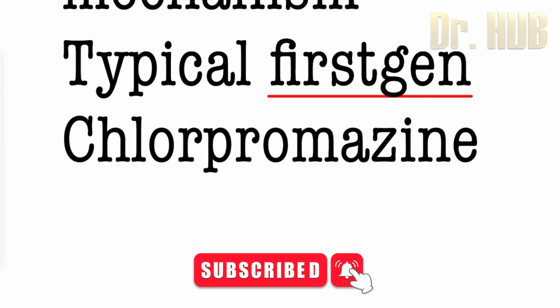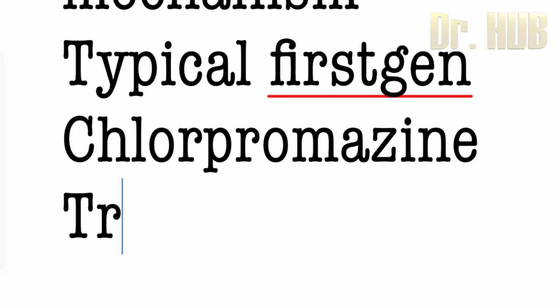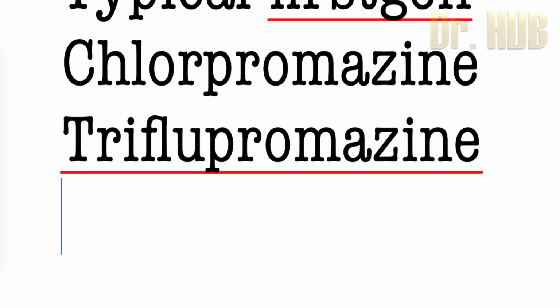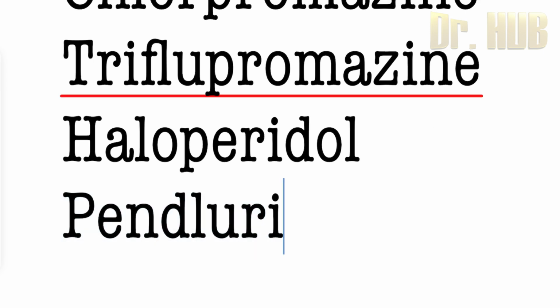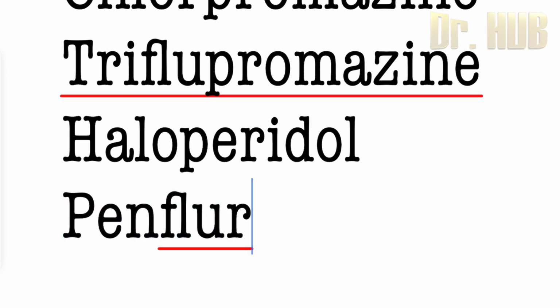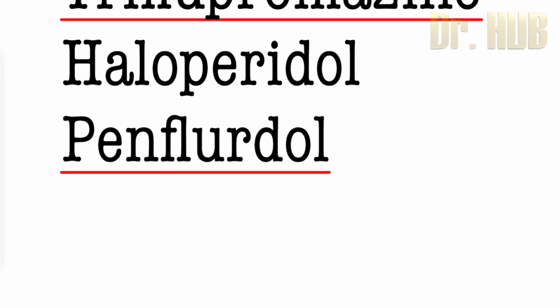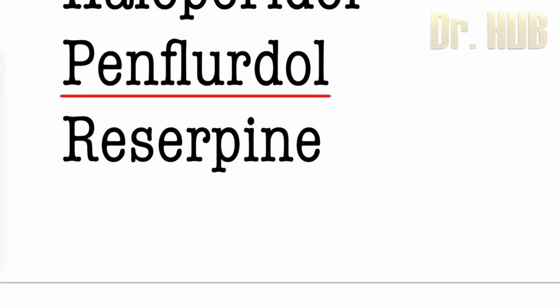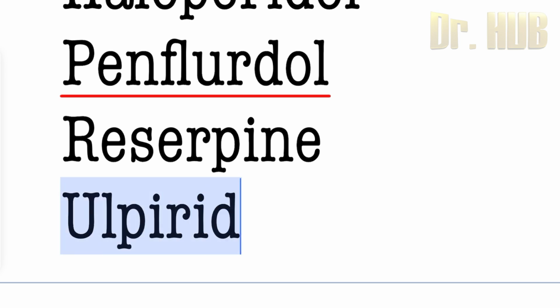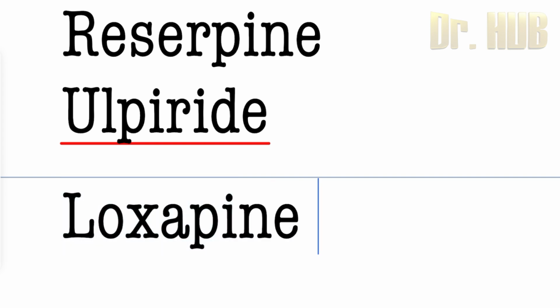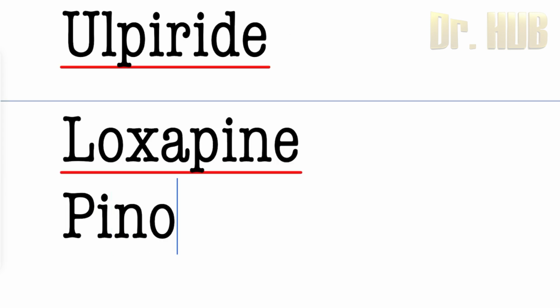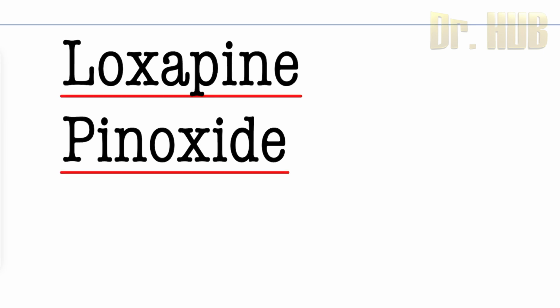Then there can also be triflupromazine, then thioridazine, fluphenazine, haloperidol, droperidol, penfluridol, then comes thiothixene, then flupentixol, reserpine. Next is sulpiride, loxapine, pimozide. So all these come under the first generation antipsychotics.